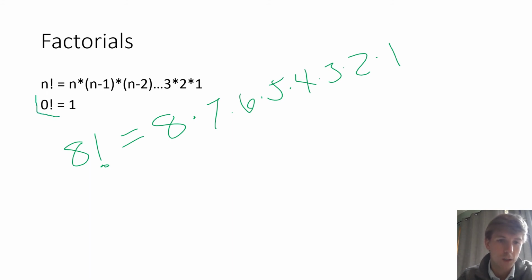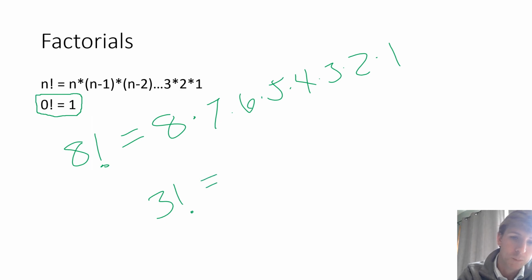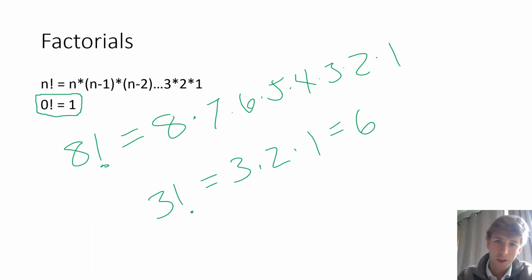0 factorial is defined by definition as equaling 1. That may be kind of counterintuitive to you, but that is what 0 factorial is by definition. Every other factorial you just calculate. So like 3 factorial, to do an easy one, would just be 3 times 2 times 1, which equals 6. As you can see, factorials get very large very quickly.